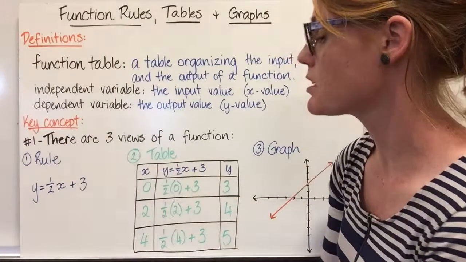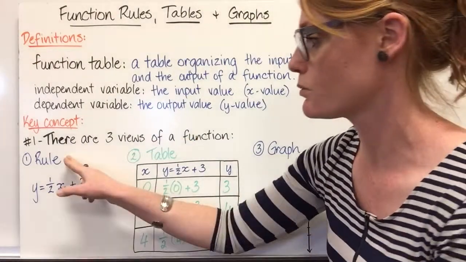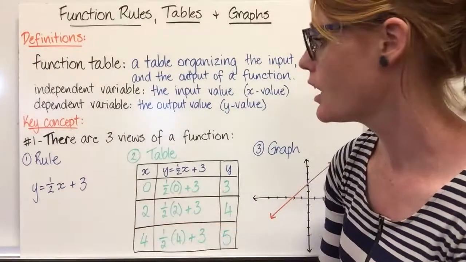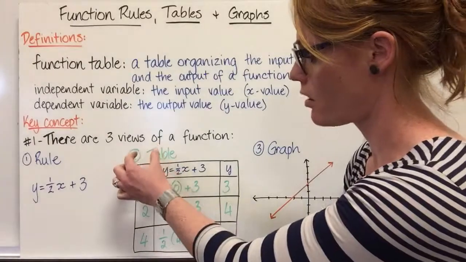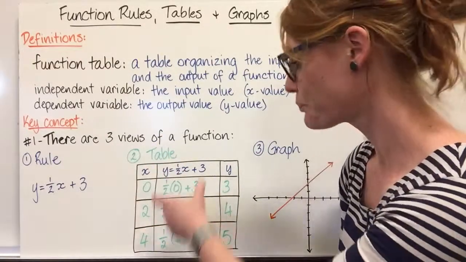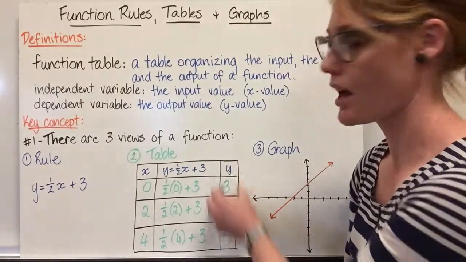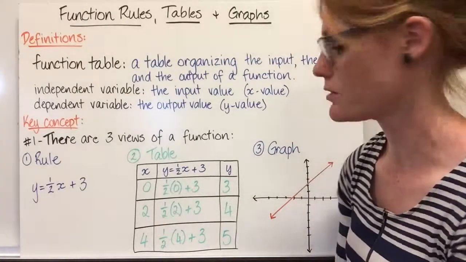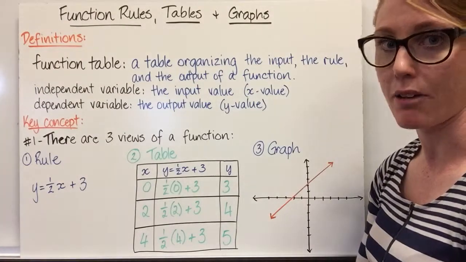Our key concept is that there are three views of a function. We can view a function as a rule, for example, y equals 1/2 x plus 3. We can view a function as a table, where we have our input values or our x values or our domain values. We have our function with our input values plugged in, and then we have our y values calculated based on our middle section here. And then the third view of a function is as a graph.